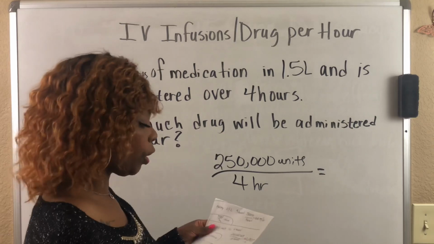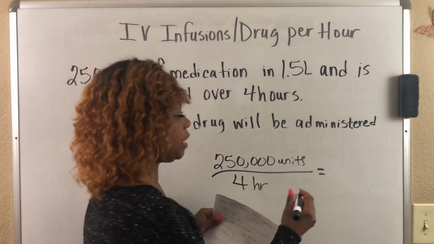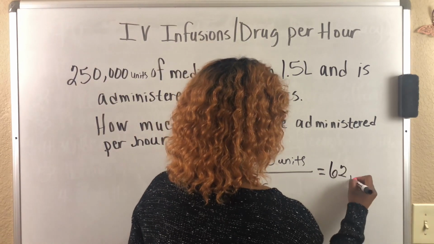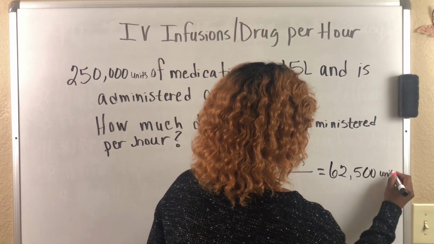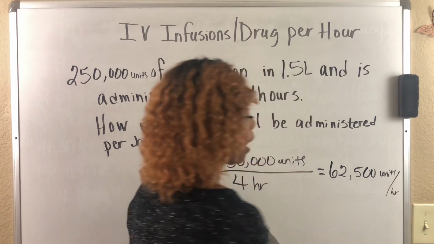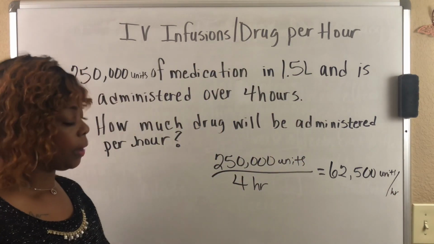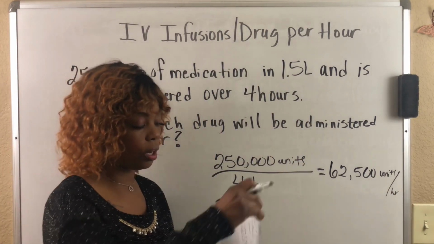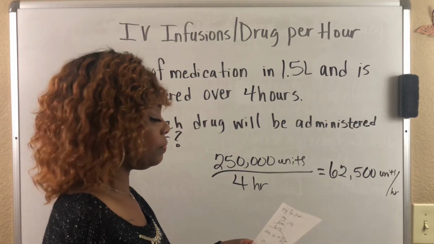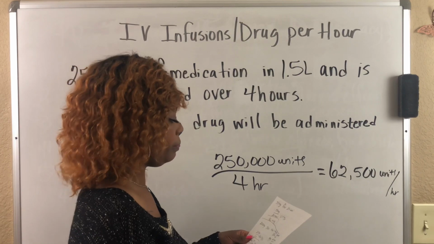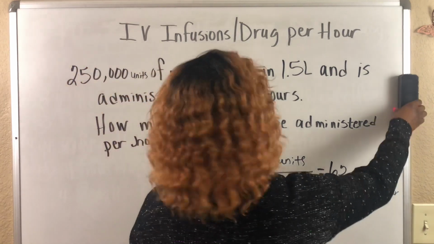And I have already worked this out as well. And this is going to be 62,500 units. And that's per hour. Okay? All right. I got a few more. Actually, I have two more problems. And I mean, you'll get these easy, you know. You'll get these easy.